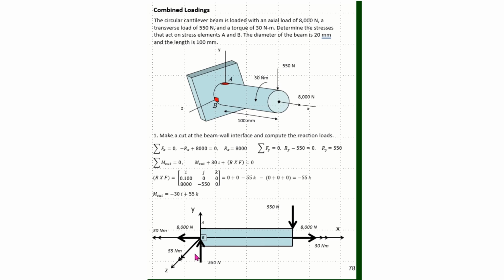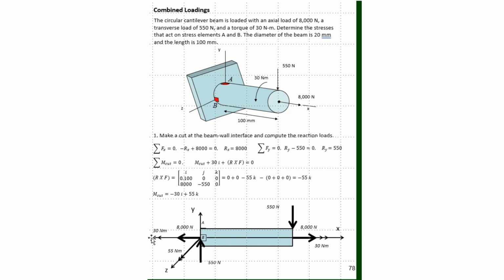Now if I look at these as review, I can see that this 550 is coming up along the side of element B. So this 550 Newtons is going to cause a VQ over IT shear stress, a transverse shear on element B, but it's not parallel to any of the cut edges on element A, so it won't do anything to element A. Here, this 8,000 is pulling on element B. It's normal to the cut edge here at B, and it's normal to the cut edge at A. So this will be a sigma equals P over A stress for both element B and element A.